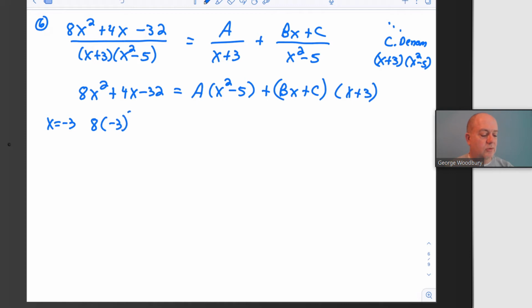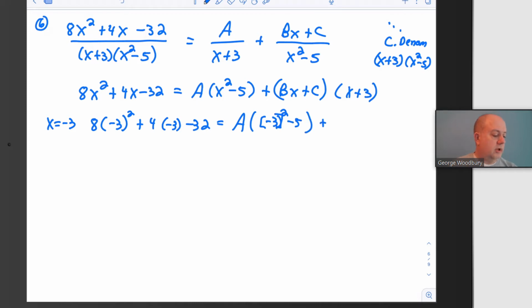We've got 8 times -3 squared plus 4 times -3 minus 32. Just put in -3 for every x. That's equal to A times -3 squared minus 5 plus -3B plus C times -3 plus 3. That whole term is 0. So a lot of arithmetic to do here. On the left-hand side, that's really 8 times 9, or 72, minus 12, minus 32, that is 28. Use your calculator to verify that.